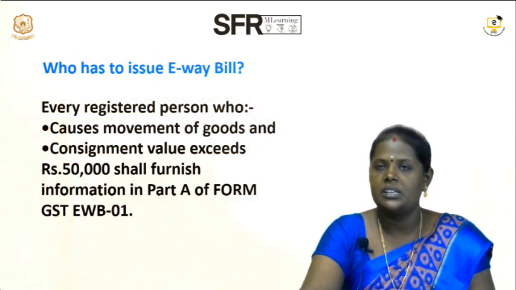Every registered person who causes movement of goods, and if the consignment value exceeds rupees 50,000, shall furnish information in Part A of the form GST EWB 01. GST EWB 01 is nothing but the goods and services tax e-waybill. That is EWB 01. So it is formally called GST form 1.